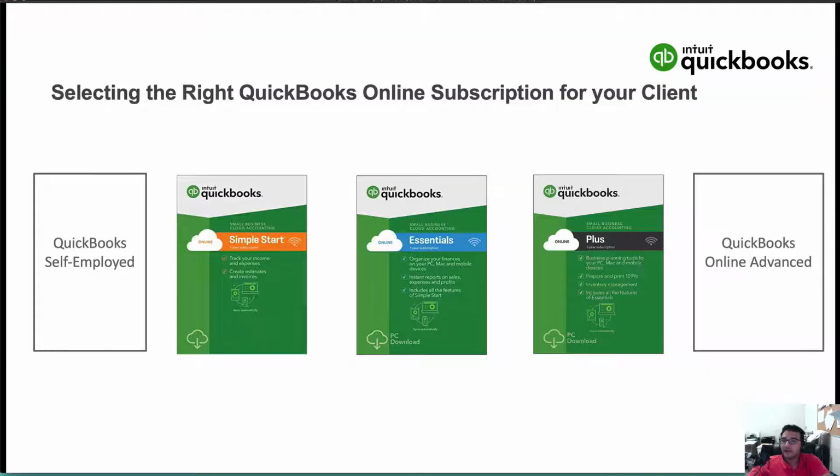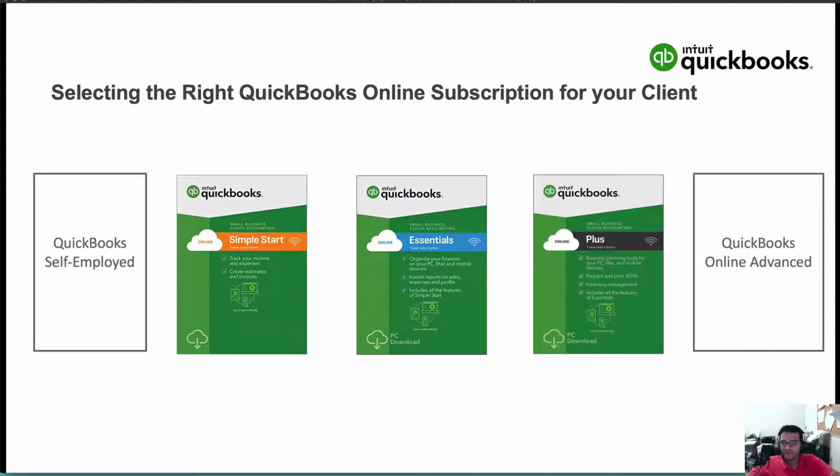So let's talk about selecting the right version or the right subscription of QuickBooks Online for your client. So for a very long time, QuickBooks Online was comprised of 3 essential versions: QuickBooks Online Simple Start, QuickBooks Online Essentials, and QuickBooks Online Plus. As of the date of this recording, the price of these is $20, $35, and $60 a month. These are the core QuickBooks Online products. To the left, you can see this box, the shaded box.